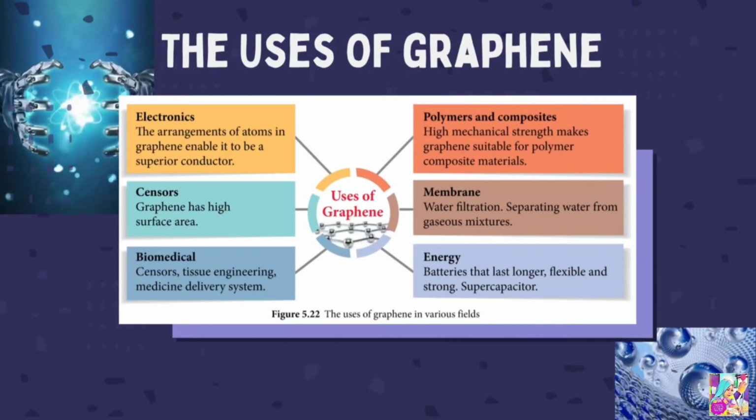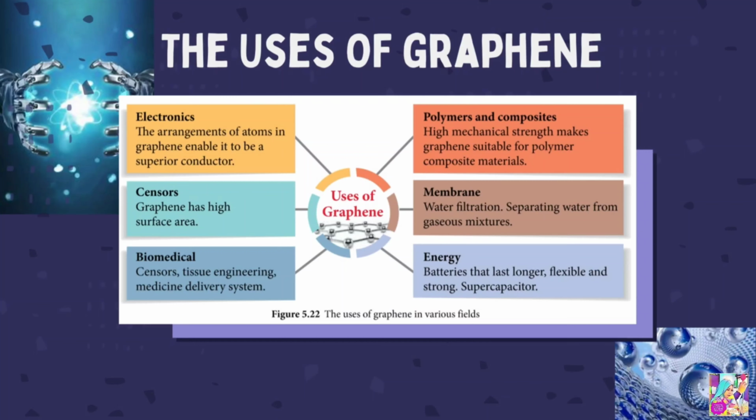What are the uses of graphene? There are six uses of graphene. Firstly, electronics. The arrangement of atoms in graphene enables it to be a superior conductor. The second one, this one you must correct a bit, it is not sensor, censorship. Graphene has a high surface area, so it is suitable for sensors. And then in biomedical also: sensors, tissue engineering, medicine delivery system.